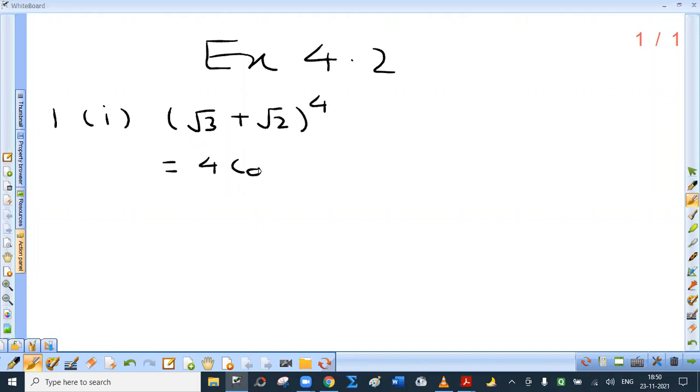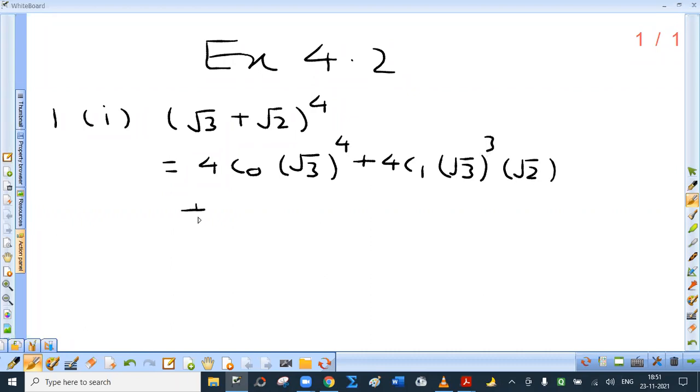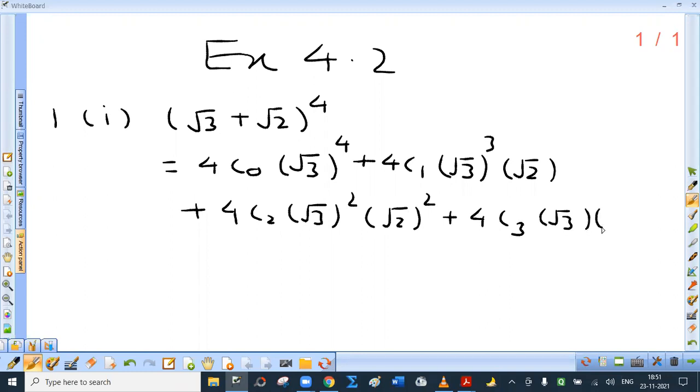So start writing. As per binomial theorem, this is 4C0. Don't omit steps. Root 3 raised to 4 plus 4C1 root 3 cube into root 2. This is not at all difficult. Plus 4C2 root 3 square root 2 square plus 4C3 root 3 root 2 cube plus 4C4 root 2 raised to 4.